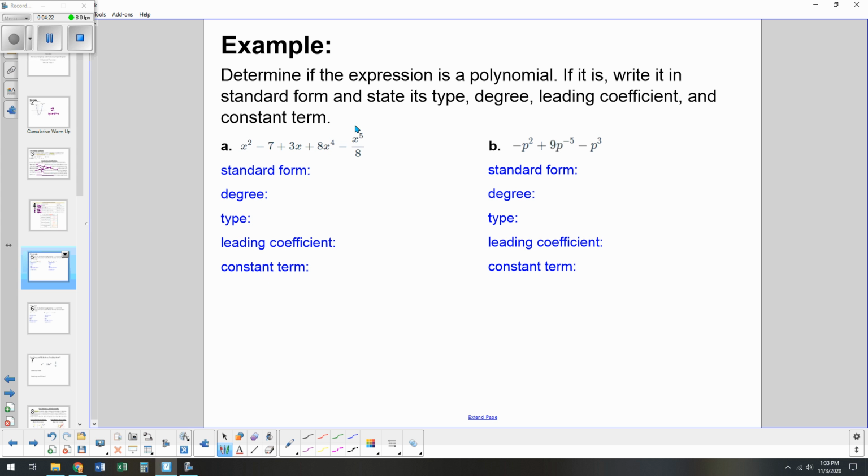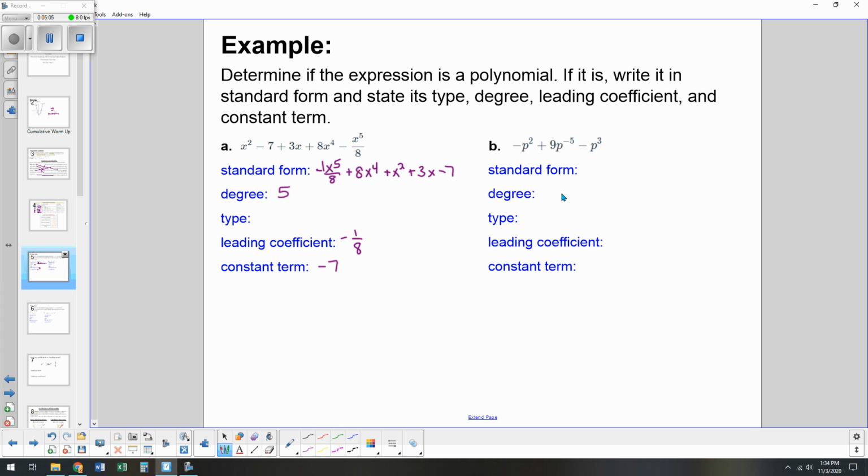So the one with the highest power is over here, so I'm going to start with that. Negative x to the 5th over 8. The next highest term is 4, so plus 8x to the 4th. My next highest term is the squared, so plus x squared plus 3x minus 7. So the degree, the highest power, is 5. All right, we didn't give a type for that. A leading coefficient, so the number attached to the x to the 5th is really negative 1 over 8. And our constant term, or the term without any variables, was negative 7.